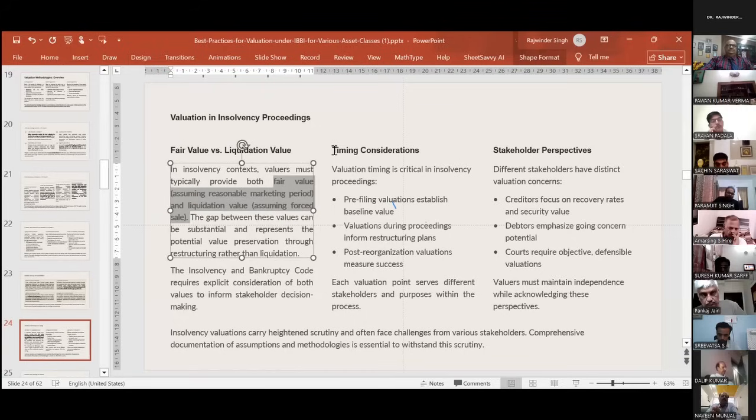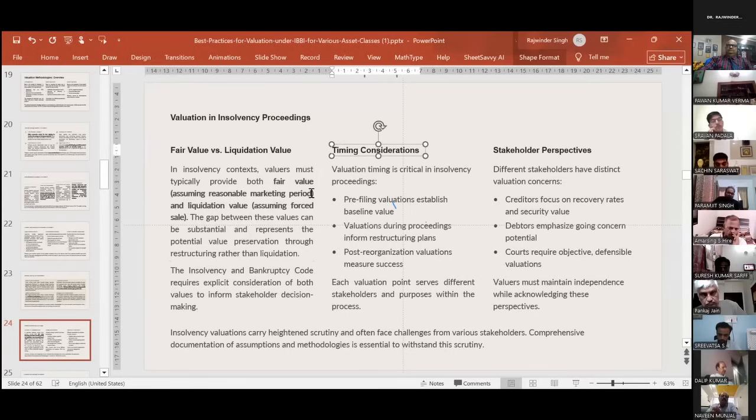Then timing consideration. When you are doing valuation in the case of insolvency, timing is very important. Valuation timing is critical in insolvency proceedings. Maybe you have to do a pre-filing valuation that establishes the baseline, or you may have to do valuation during the proceedings to inform the restructuring plans, or you may have to do post reorganization valuation to measure the success.